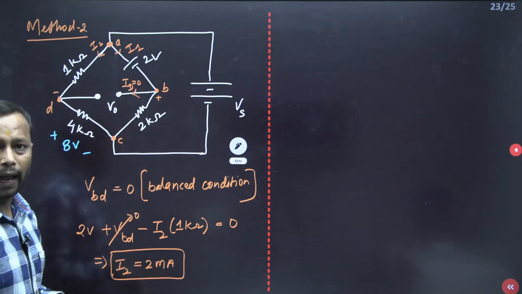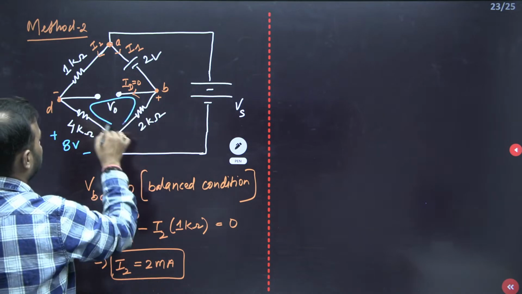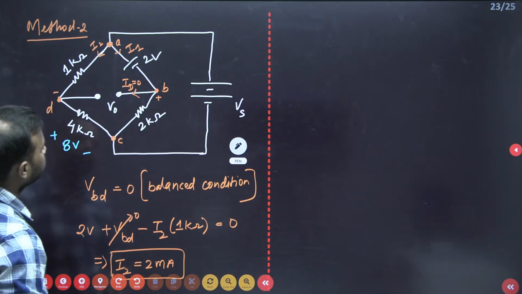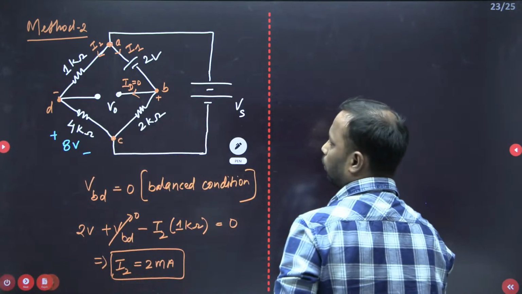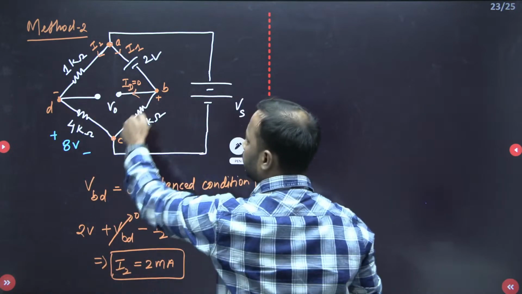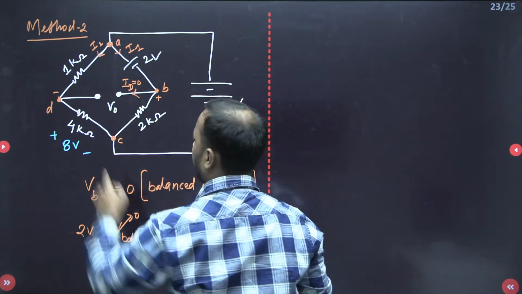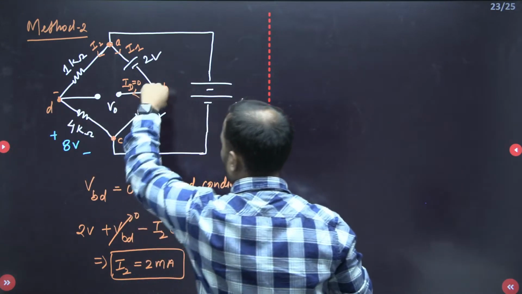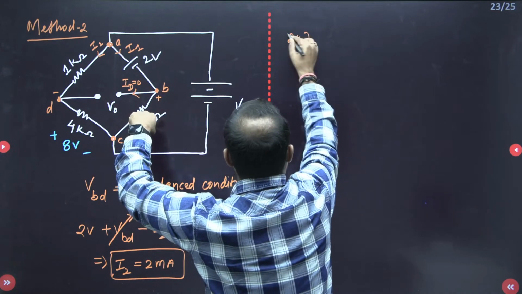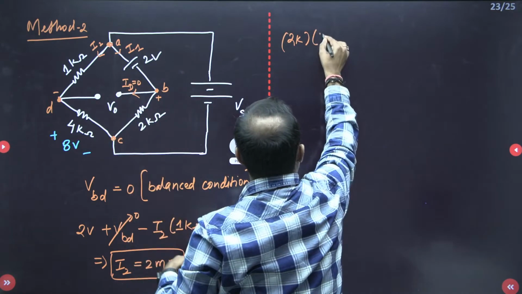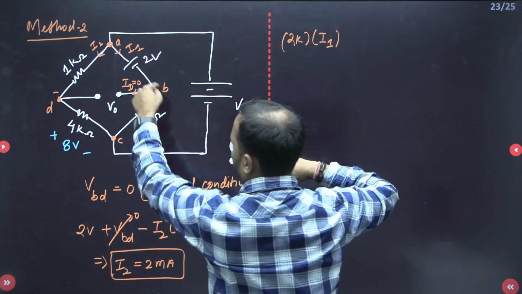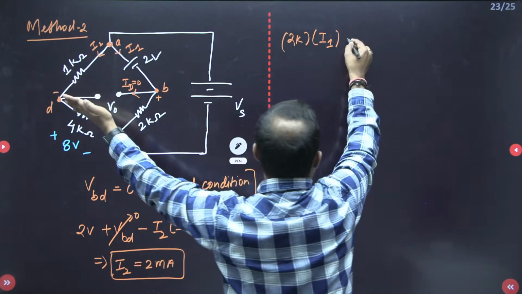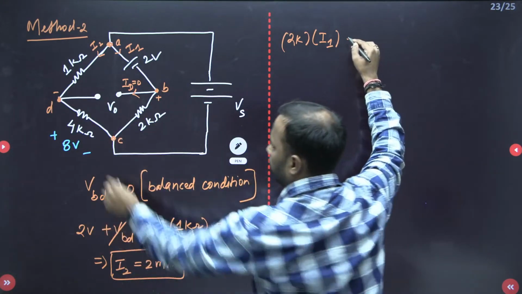Okay. Now applying the KVL again in this loop. Apply KVL in this loop. So what are we going to get? See, I am moving in this direction. So what are we going to get? 2 kilo ohm into what is the current? I1. Done. Next, in this direction we'll have to move. Current is flowing in this direction and I am moving opposite to that. So minus, it will be 8 volt.